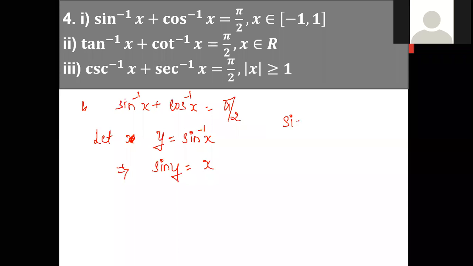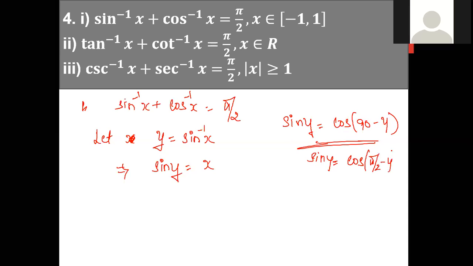So we had the property, correct? Sine y can be written as cos 90 minus y, correct? Jnanendra has answered yes. So sine y is cos of pi by 2 minus y. So I'll replace it: cos of pi by 2 minus y is equal to x.